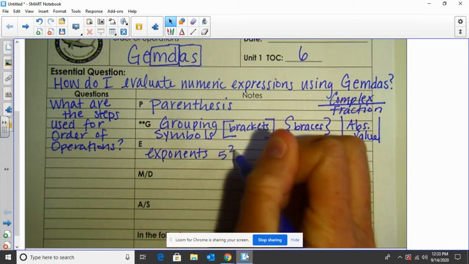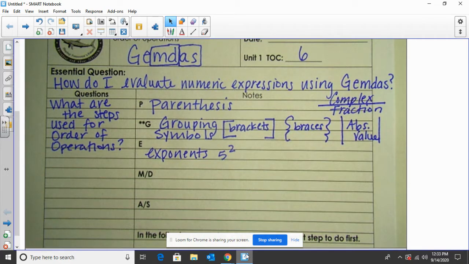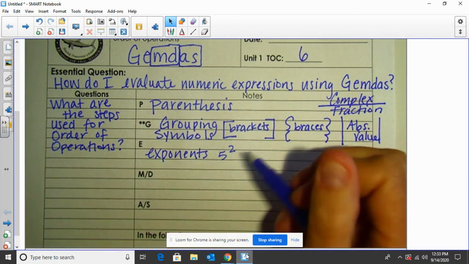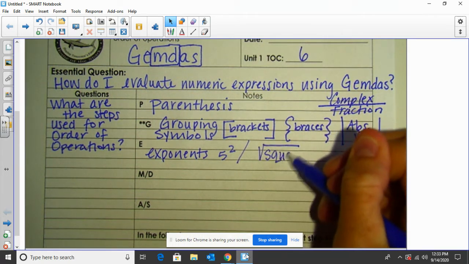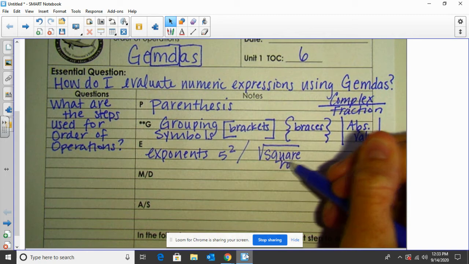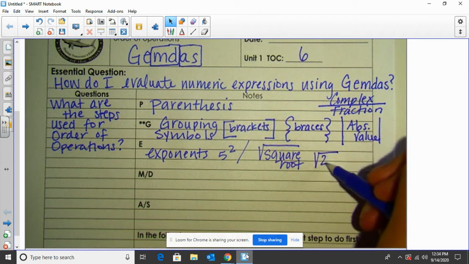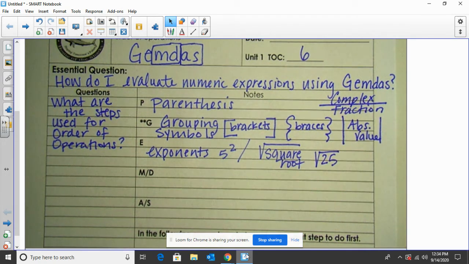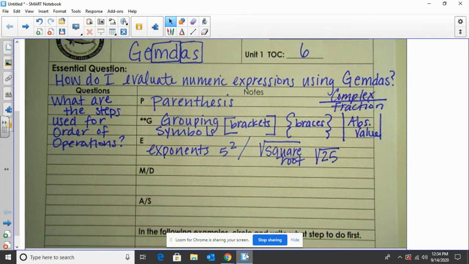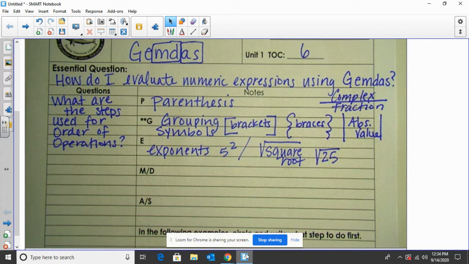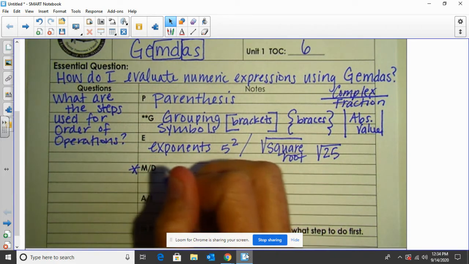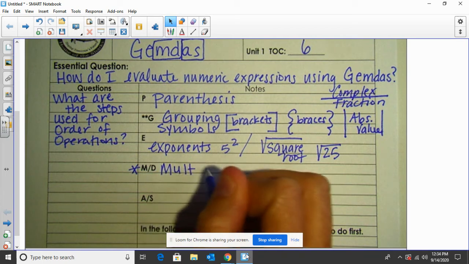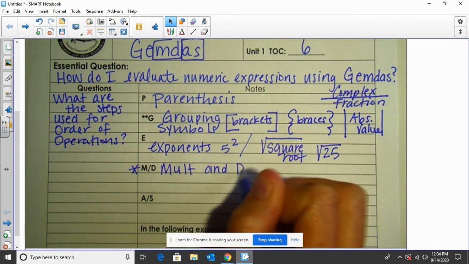Exponents is something like 5 squared, right? Another thing in the exponents category is going to be square root, such as the square root of 25. So when you see square roots in your PEMDAS question or your GEMDAS question, it's going to be done at the same time exponents would be done. The MD is grouped together. This is really important, right? We have our multiply and divide.